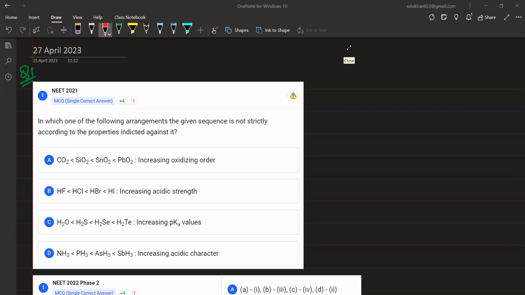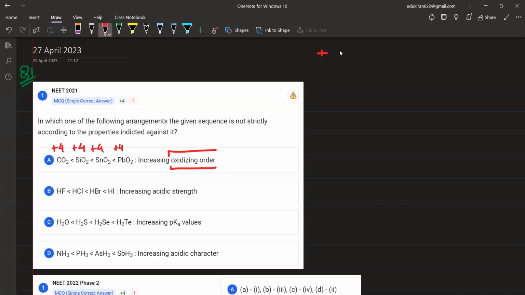For example, in option A, O2 is common, so you don't have to look at O2. What you have to look at is carbon, silicon, tin, and lead, and all of these are in their +4 oxidation state. Now, they are talking about increasing oxidizing order. What does that mean?